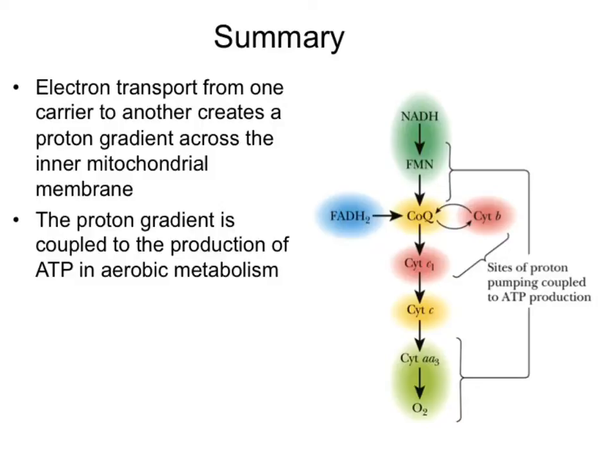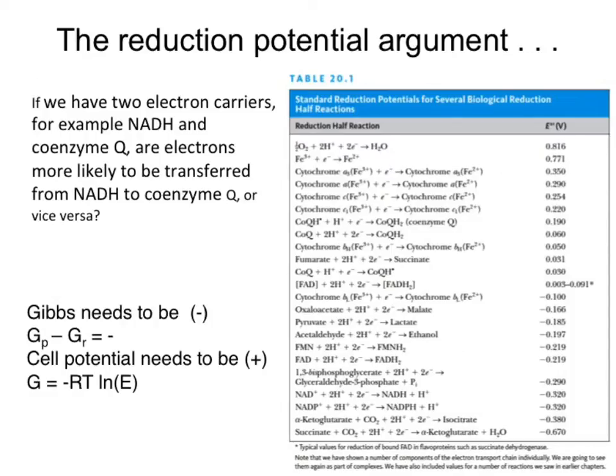Another way to look at our summary, and this one shows it a little bit better, because we can see the blue one is our complex 2. That's shuttling electrons to CoQ. CoQ shuttles it then into complex 3, which is in red here. Okay. So slightly different format of visualizing everything.